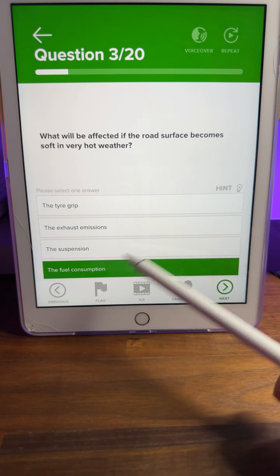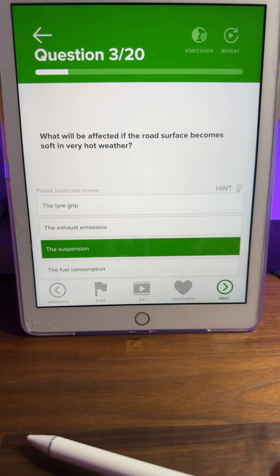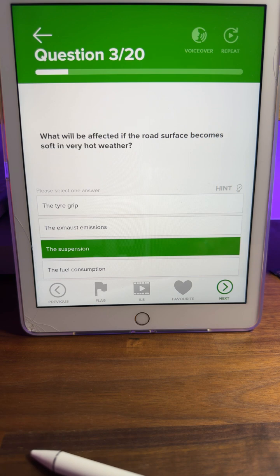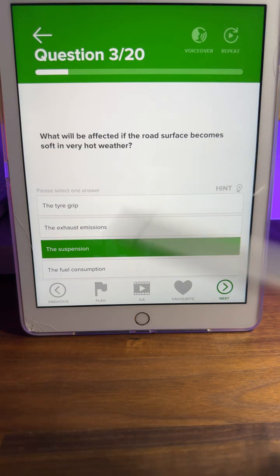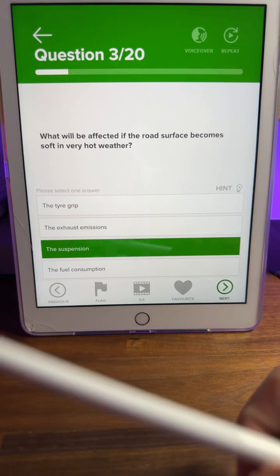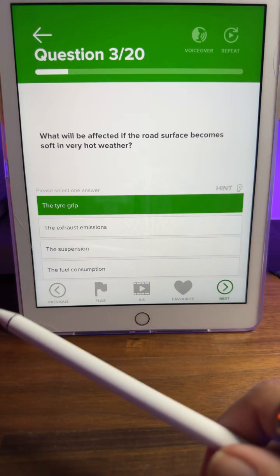Well, fuel consumption maybe, but not the suspension. None of that is going to matter. Yeah. Matty's saying extra traction, extra tyre wear, increased fuel consumption, free speckle paint job. Yep, exactly. You're going to have loads of that rubber going up, or even off the tarmac actually splaying up and going onto your car. Not good. So we know the answer here is the tyre grip.